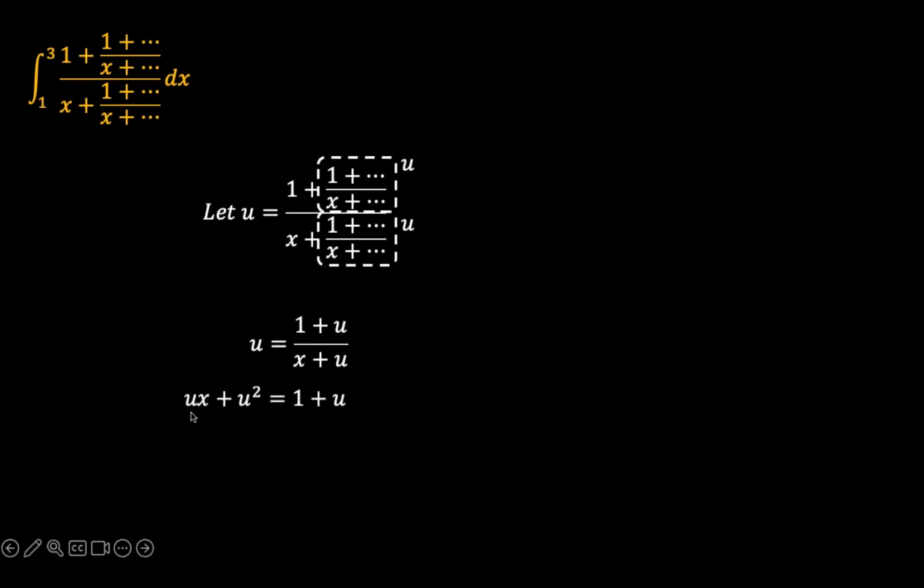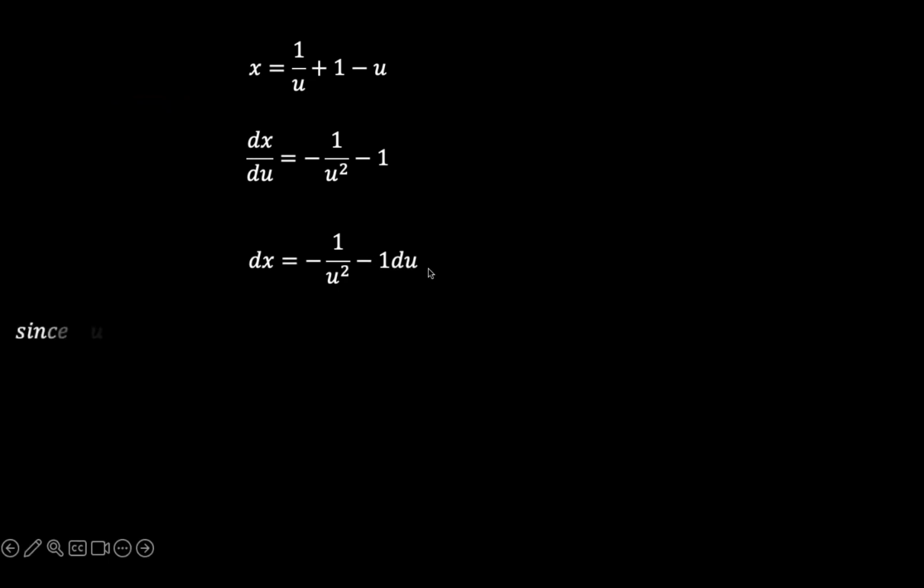Multiplying both sides by x plus u, we have ux plus u squared equals 1 plus u. And so making x the subject would first of all entail subtracting u squared from both sides. So we have ux equals 1 plus u minus u squared. Divide across by u, we get that x equals 1 over u plus 1 minus u. Now that means that dx du is equal to negative 1 over u squared minus 1. And so we can substitute dx with negative 1 over u squared minus 1 du.